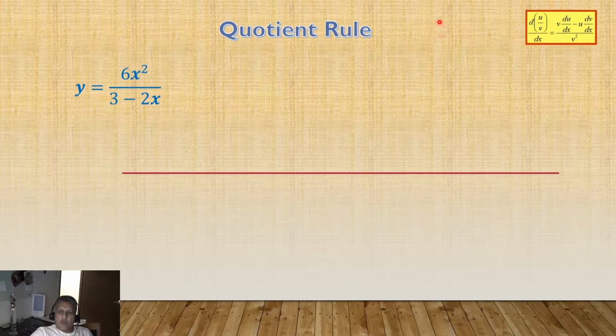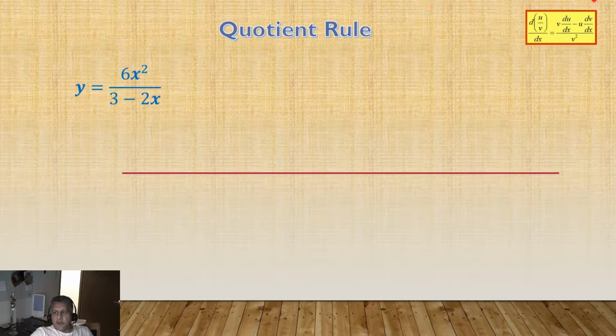On the screen here, I have a problem, and I'm going to do the derivative of this problem. It is a quotient, and a quotient is when you have a division; the result of that is called a quotient.